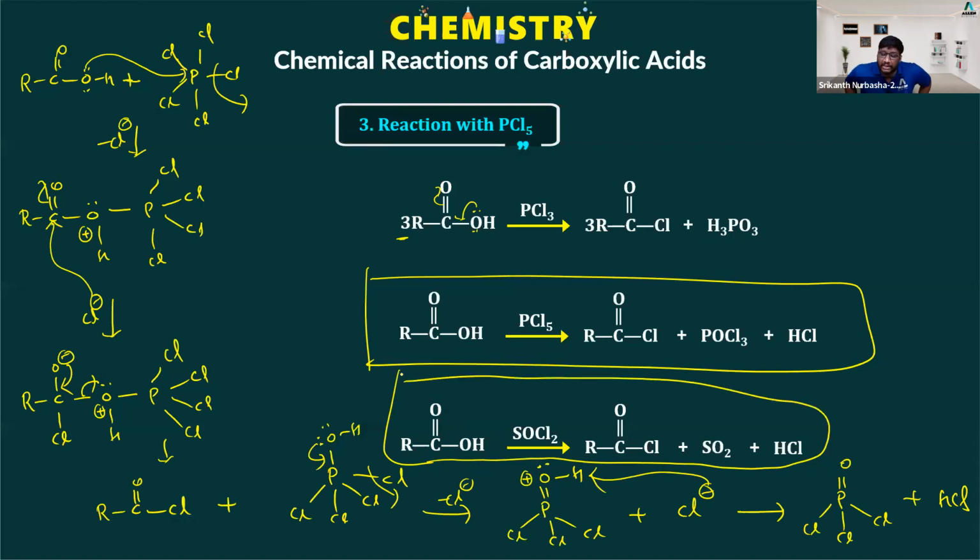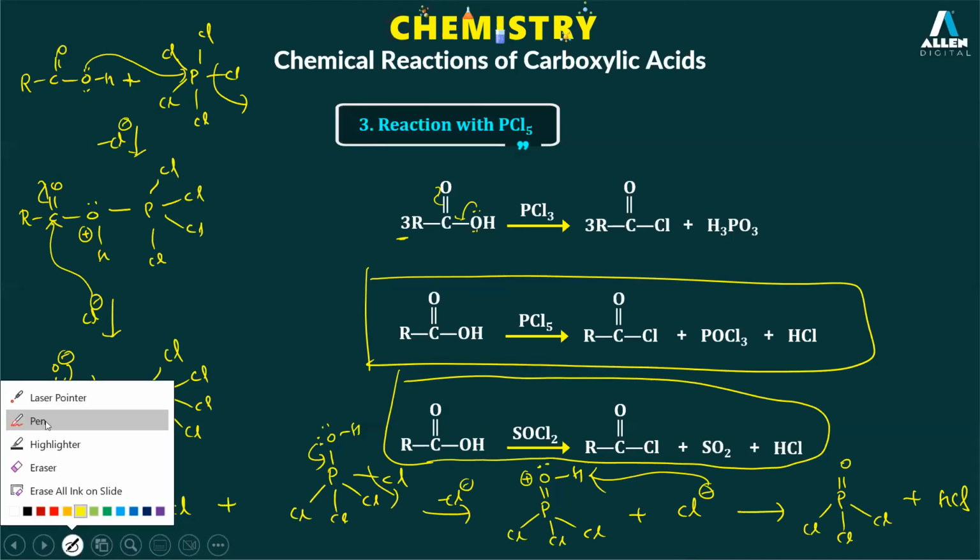Carboxylic acid reacts with thionyl chloride to form the respective acid halide, and SO2 and HCl are eliminated. SO2 and HCl are gases, so they can be removed from the reaction mixture easily. So this is the easiest way to prepare the respective acid halide as well. Similar to alcohols reacting with PCl5, PCl3, SOCl2, carboxylic acids also react with PCl3, PCl5, SOCl2 to form respective acid halides. Is that reaction clear, students? Yes, sir. That's right.